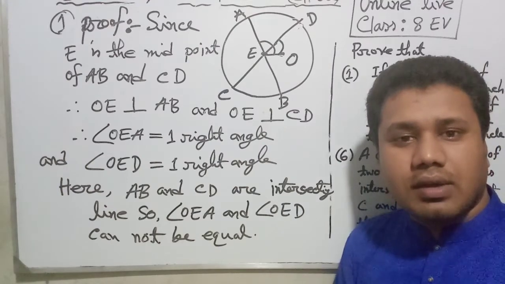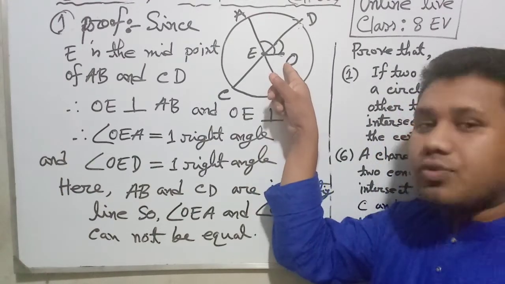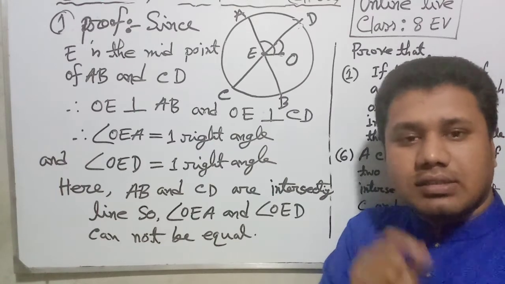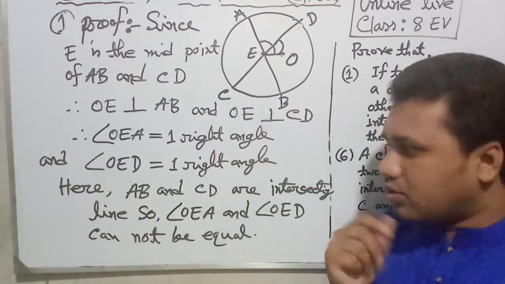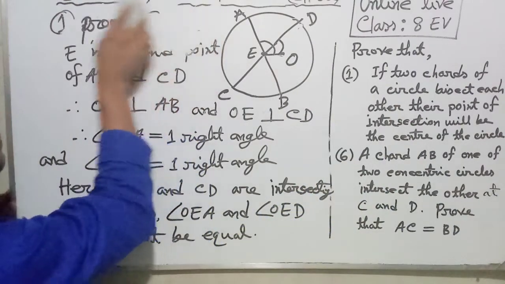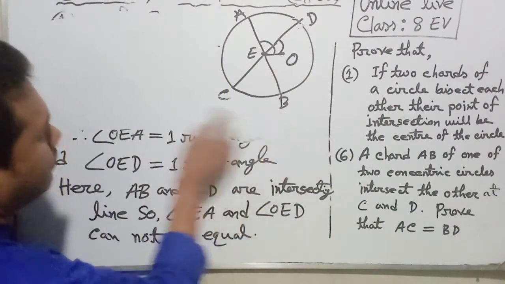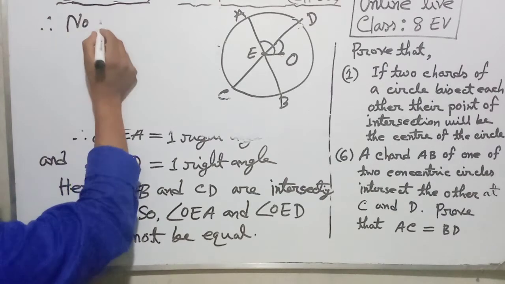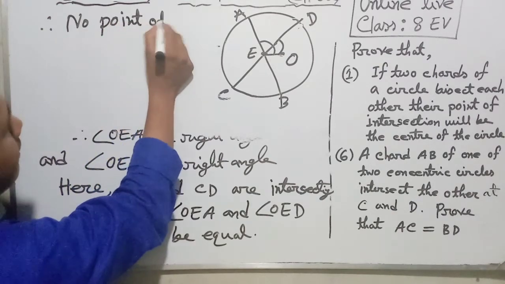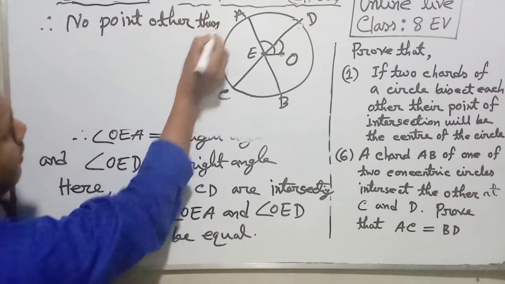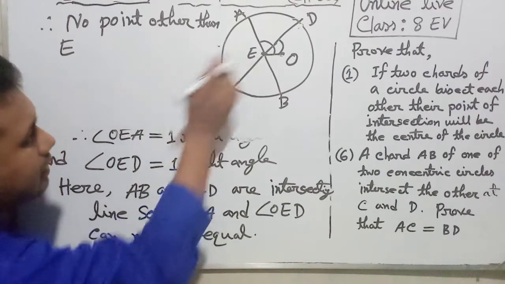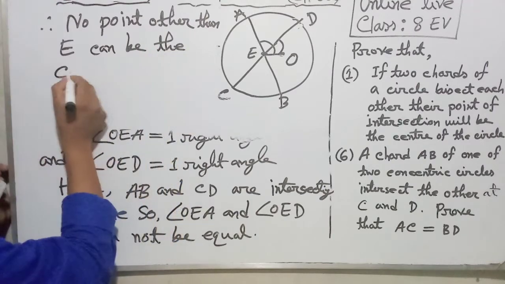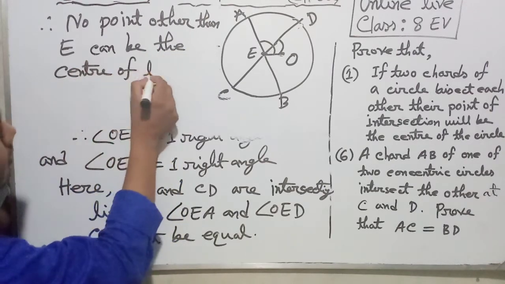So what is our wrong process? Our wrong process is if we say O is the center. So we have to say E is the center of the circle, then we will get the correct answer. So now we can write, therefore no point other than E can be the center of the circle.